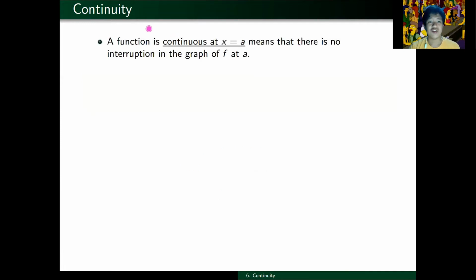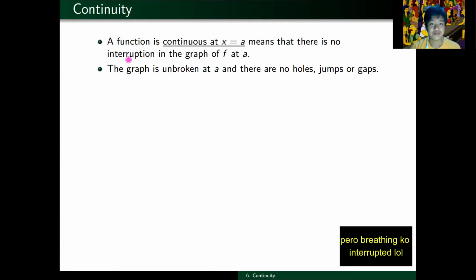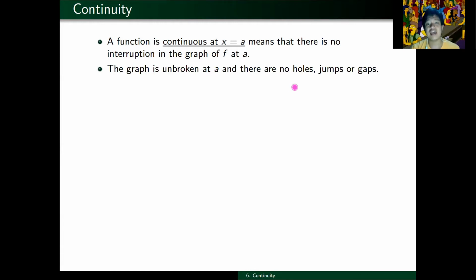Hi, it's me again. So for this video, we will be discussing continuity of a function. So sinasabi natin na yung isang function ay continuous at x equals a kapag yung graph ng function mo at a ay dumadaan without interruption. Meaning, yung graph ng f at a ay walang holes, walang jumps, walang gaps. So continuous, yung pagdaan ng f at a.